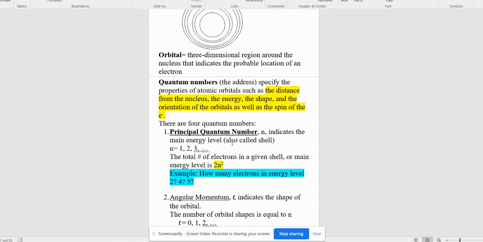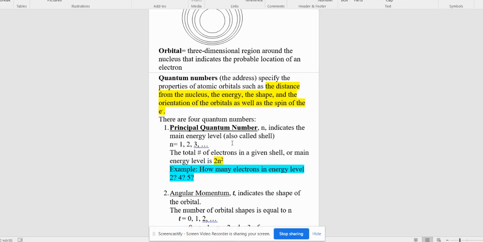Okay, so this is a little bit more than you need to know for the AP test. The AP test will only cover the principal energy levels. Okay, and so it's going to cover this number one, and also the shape.